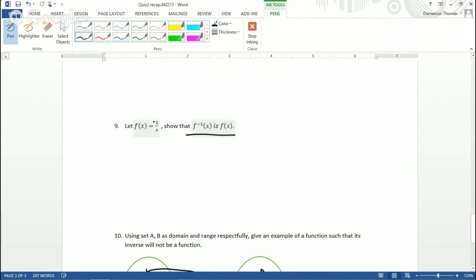Number 9, let f of x equal 1 over x. Show that f inverse of x is f of x. And so we need to test that. Let's see if it's true or not. Is f inverse of x 1 over x?